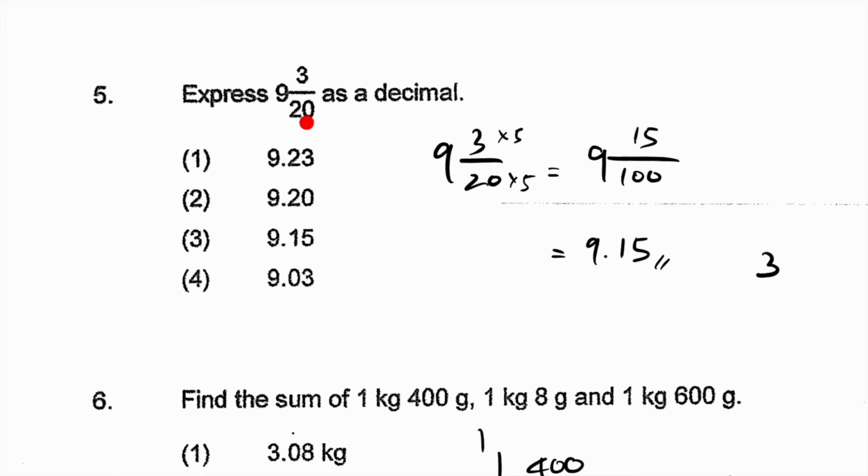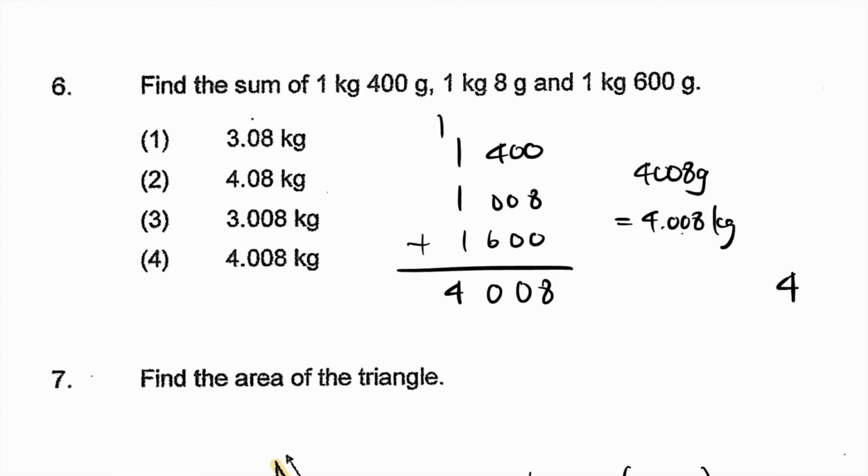Question 5, express this mixed number as a decimal. The fact that the denominator is 20 is very good because with 20, we can multiply it by 5, top and bottom, and we obtain 100 for the denominator. And with this, we can convert that to 9.15. What I like to do for these questions with the sum is to just convert all to grams and then neatly execute that vertical addition and therefore obtain the answer and convert to the required units.